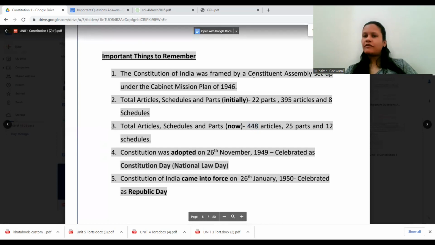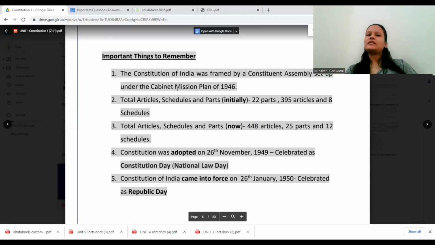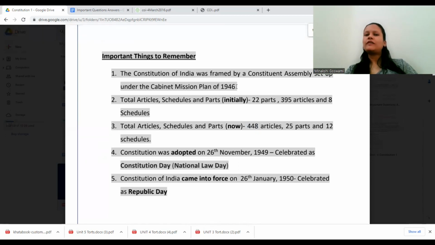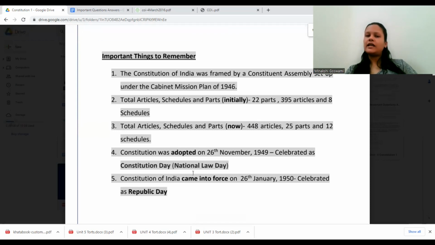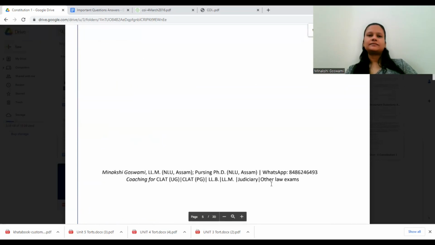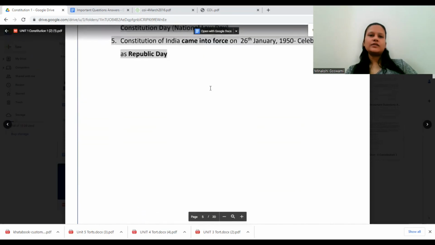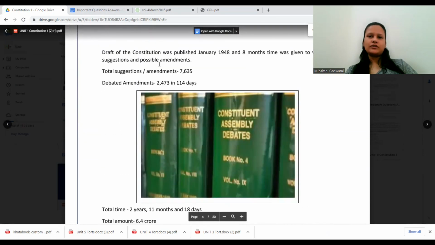That the Constitution of India was framed by the Constituent Assembly, and the Constituent Assembly was set up under the Cabinet Mission Plan of 1946. Initially, we had these many articles, parts, and schedules. As of now, we have these many. The Constitution was adopted on this date, which is celebrated as Constitution Day or National Law Day, and it came into force on this day, celebrated as Republic Day. Okay, so this is the intro part that we have from the Constitution of India.